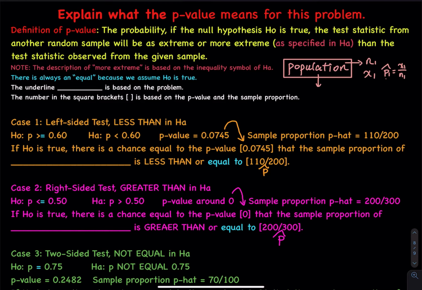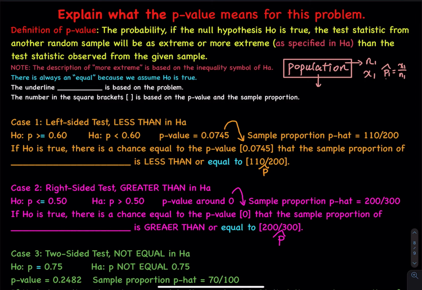sample. So when you read the problem statement, they will introduce what the population is, and then in a proportion problem, they will give you a sample size and tell you the number of successes, and then you can write the sample proportion p hat, which equals the number of successes x1 divided by the sample size n1. So according to the definition of p-value, there is a chance equal to the p-value.